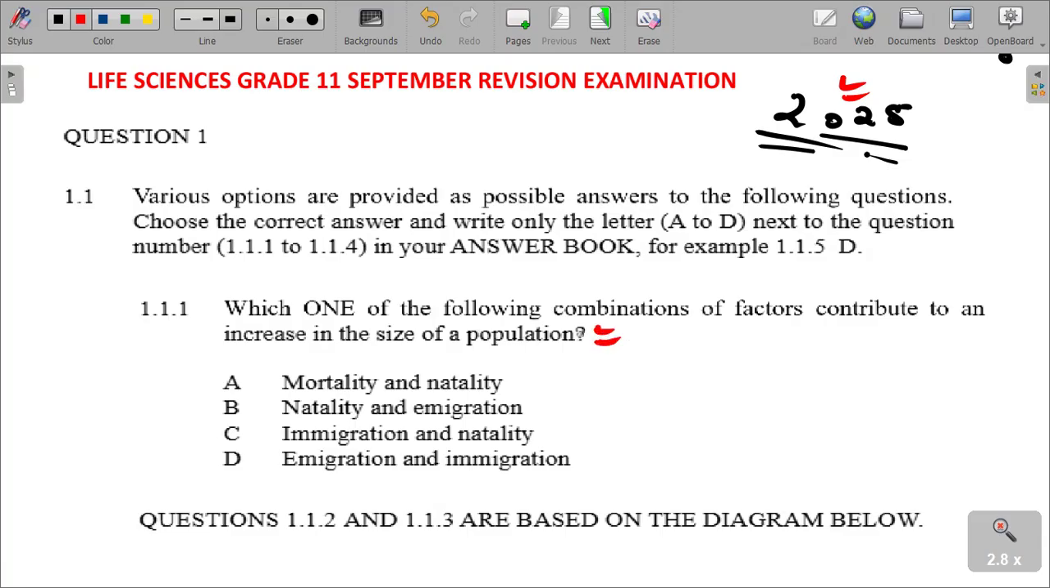Population size. What factors can increase the population size? When we talk about mortality, it means death. And natality talks about birth. If you look at these two terms, death cannot increase population. Emigration means leaving or moving out of a given habitat.